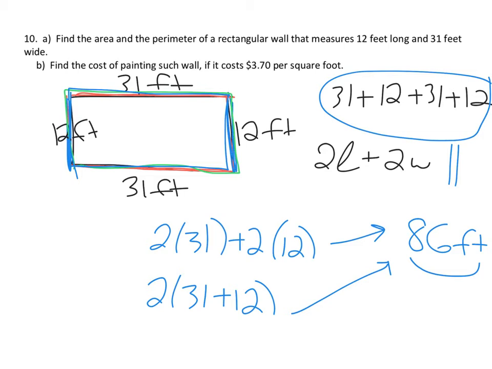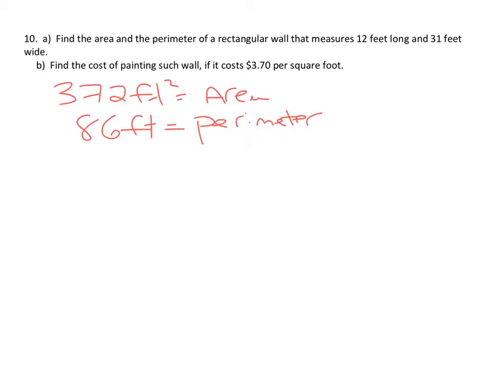So if you go 31 feet, and then another 12 feet, and then another 31 feet, and another 12 feet, you went a total of 86 feet. So our units are just linear feet. We're not thinking of an area here. A square foot is a measure of area. A foot is a measure of distance. So our units are just 86 feet. Okay, so here's what we found in part A.